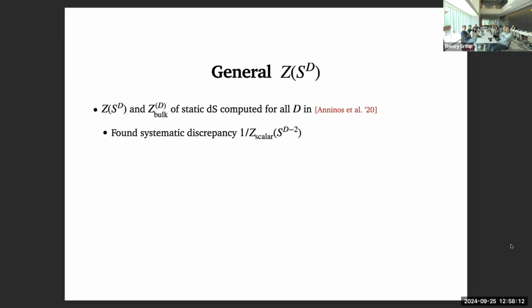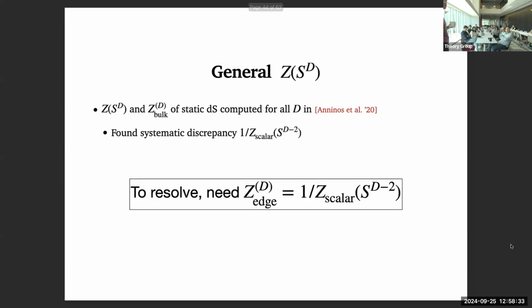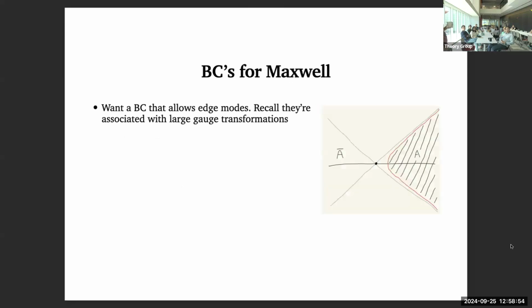But for gauge theory, they were finding this systematic discrepancy where the d-dimensional partition functions always differed by a d-2 sphere scalar partition function. So that's consistent with the evidence from the previous slide that you're looking for a codimension 2 scalar somehow. Oh yeah, and also interestingly, you're actually looking for a ghost scalar. You're looking for 1 over Z of a scalar on S^(d-2), which is also consistent with, if you paid attention to the signs on the last slide, +1/3 versus -1/3.